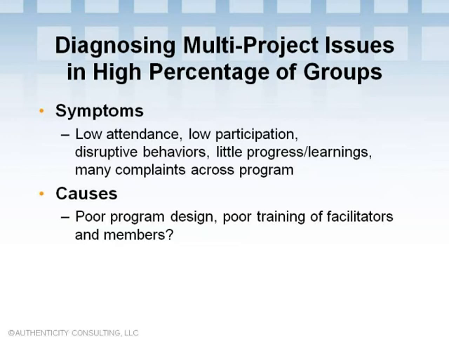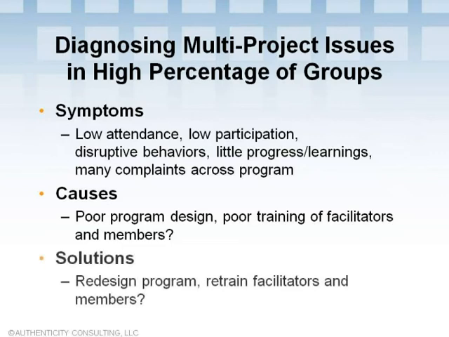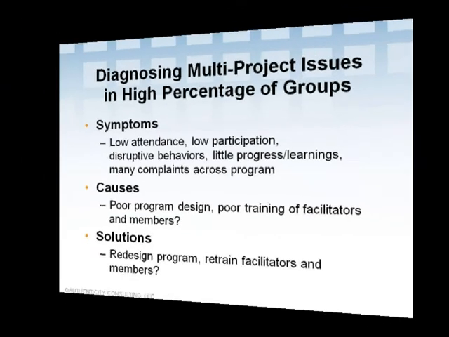There might not be good training, so maybe the facilitators and members really don't even know their roles. Notice that those causes are not associated with people, facilitators, they're not associated with members. Overall, you've got to go up one level, as we talked about. So solutions might be to just redesign the program entirely, maybe even including retraining facilitators and the members.